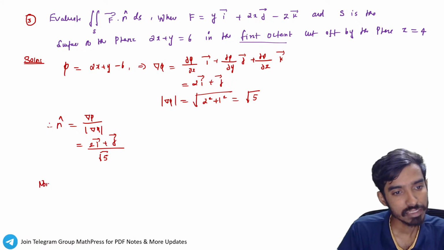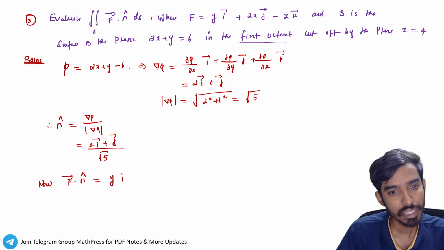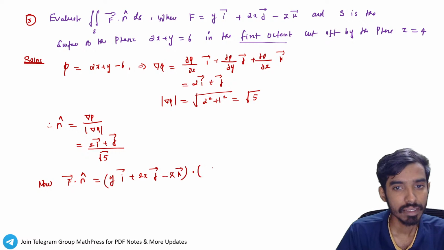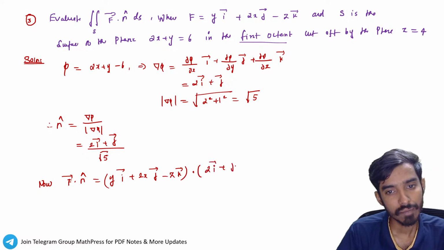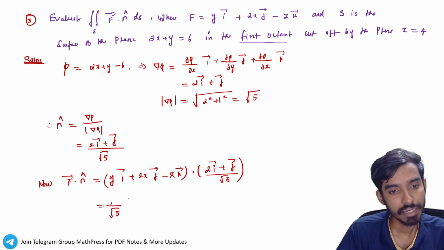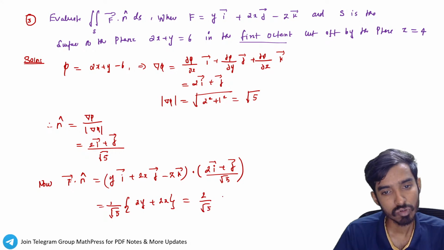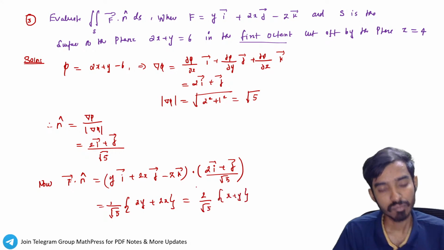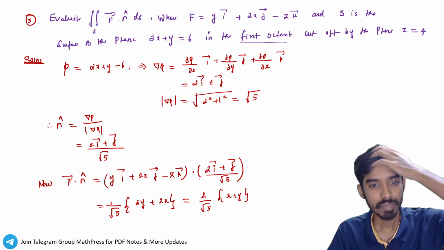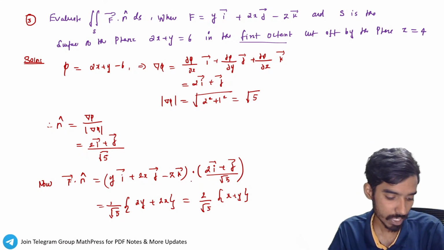Now, what is F vector dot n cap? F vector is y i vector plus 2x j vector minus z k vector, dot n cap, which is 2i vector plus j vector by root 5. If I take the 1 by root 5 outside, we will have 2y plus 2x. If I take this 2 outside, it is 2 by root 5 times x plus y.